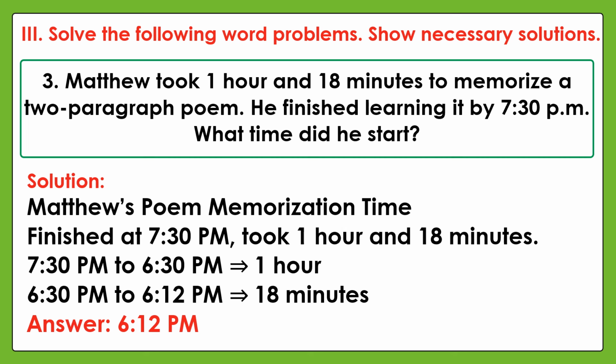Finished at 7:30 p.m., took 1 hour and 18 minutes. From 7:30 p.m. to 6:30 p.m., that is 1 hour. From 6:30 p.m. to 6:12 p.m., that is for 18 minutes. The answer is 6:12 p.m.